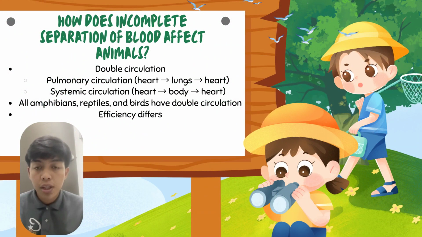In this part, I will explain how the circulation or mixing of oxygenated and deoxygenated blood affects reptiles and how this compares with frogs, crocodiles, and birds. All amphibians, reptiles, and birds have double circulation. This means blood passes through the heart twice in one complete cycle. One loop is pulmonary circulation, which sends blood to the lungs, and the other is systemic circulation, which sends blood to the rest of the body. However, the efficiency of the system is different in each group.